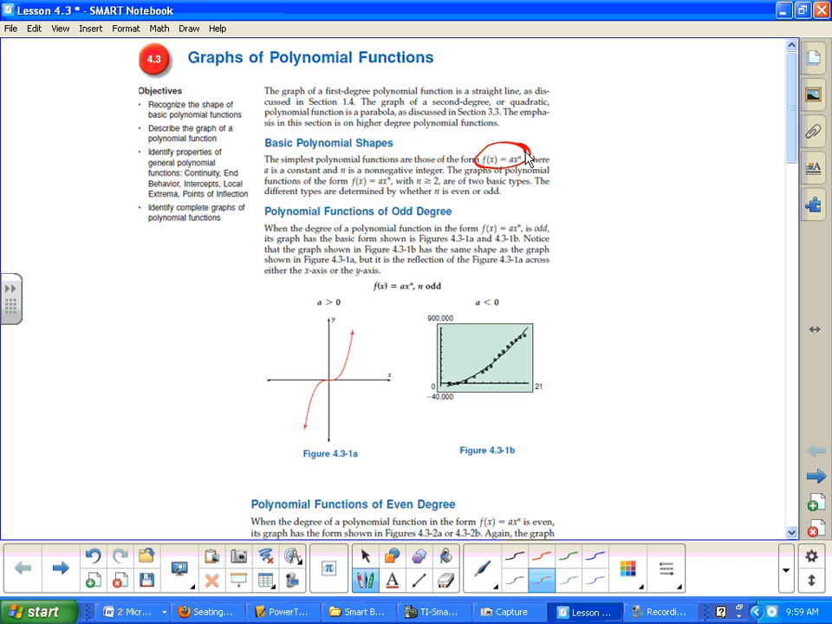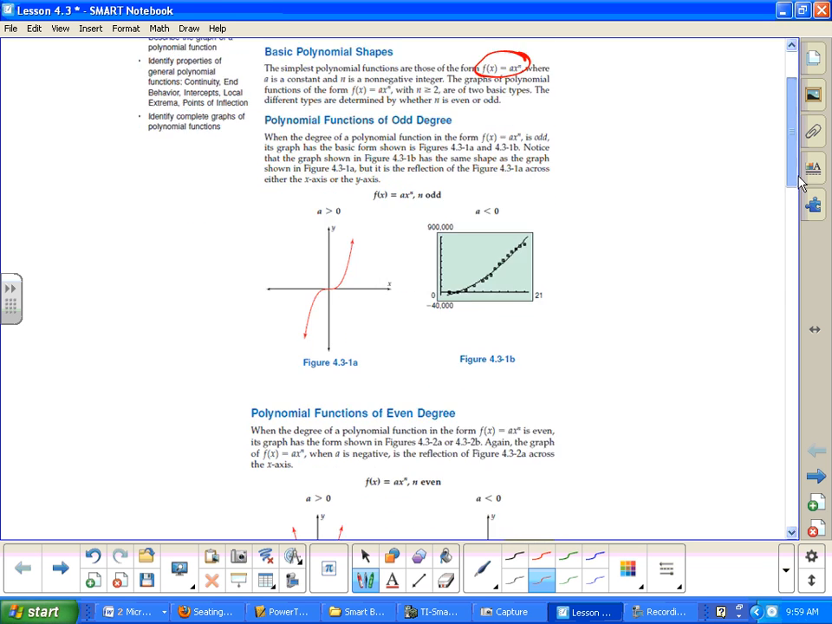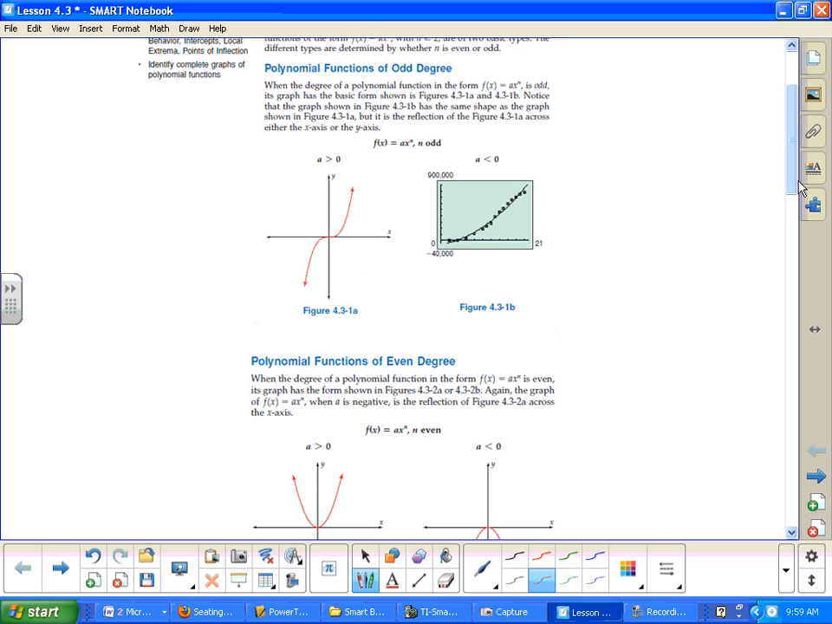First of all, polynomial functions of odd degree, their general shape is going to look like this, where it starts at the bottom left, so basically in the third quadrant, and ends up in the first quadrant. That's when a is greater than 0. If a is less than 0, then it starts in the second quadrant and ends up down in the fourth quadrant. Okay. Those are odd degree.